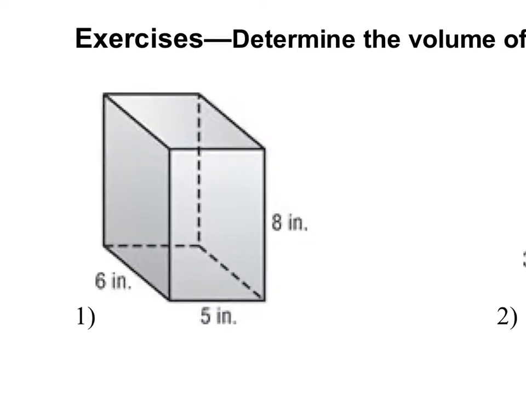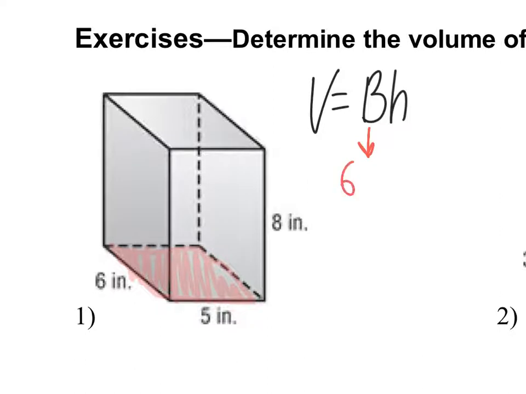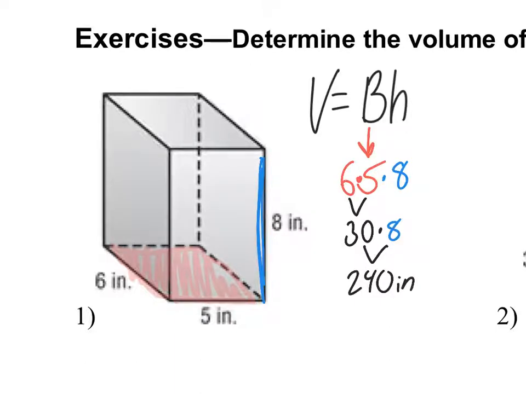Again, here's number one, our exercise. We're going to do volume equals area of the base times the height. For now, I'm just going to go with whatever the figure is sitting on as the base. So here's my base. I can see that my area of the base is 6 times 5. Now our height is 8 inches tall, so we're going to do times 8. 6 times 5 is 30. Again, we have to do that times 8. And 30 times 8 is 240 inches cubed.